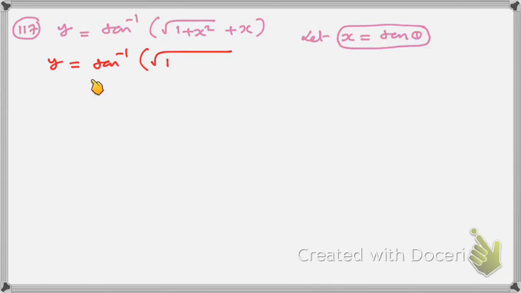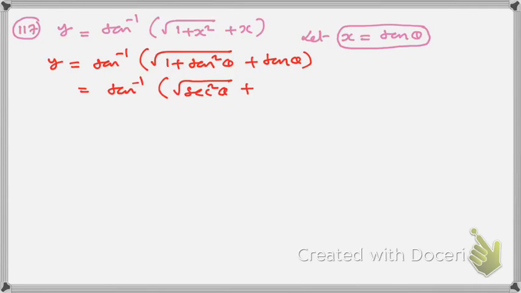So when I make that substitution, my question becomes tan inverse of root of 1 plus tan square theta plus tan theta. What is 1 plus tan square theta? 1 plus tan square theta is sec square theta. So tan inverse of root of sec square theta plus tan theta. Now what is root of sec square theta? Root of sec square theta will be sec theta. So you get tan inverse of sec theta plus tan theta.